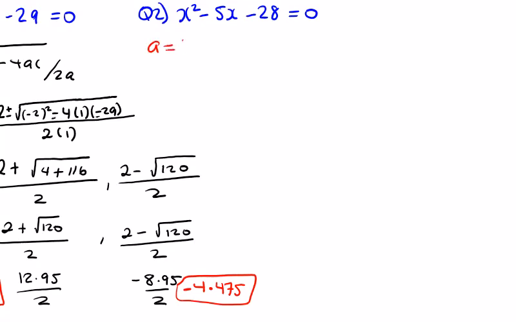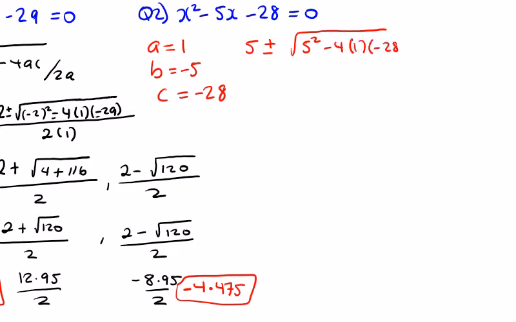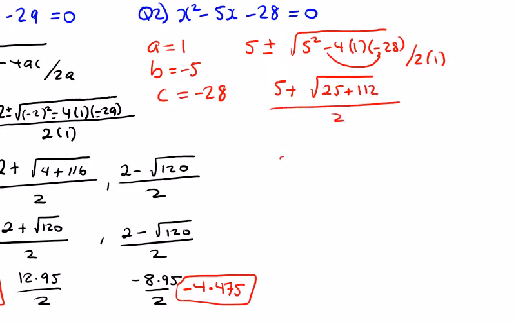So A is equal to 1, B is equal to minus 5, and C is equal to minus 28. You've written out your formula. Minus B is minus minus 5, so 5 plus or minus the square root. And this is where I'm going to just put the positive 5 in. 5 squared minus 4 by 1 by minus 28, all divided by 2a. So we have 5 plus the square root of 25 plus, a minus by a minus gives a plus, 4 by 28. So 4 by 28 is 112, all divided by 2. And we have 5 minus the square root of 25 plus 112, all divided by 2.